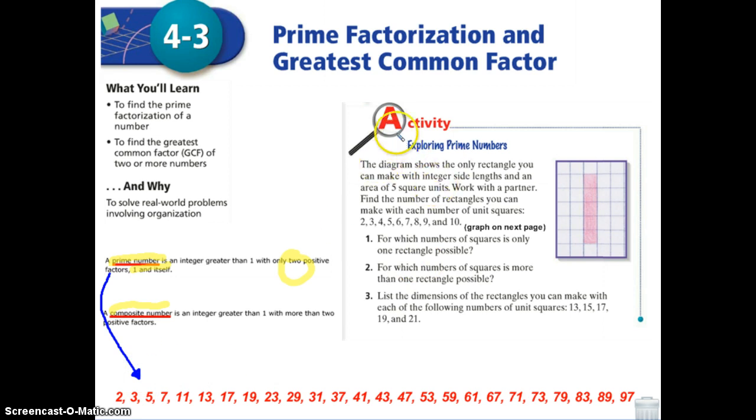Now, I would like you to read through this activity and notice it says graph on next page. That's where I will be doing the activity. You might need to get a piece of paper out and follow along, but basically we're exploring prime numbers using graphing on a grid like this. They're asking us to find the number of rectangles you can make with each number of unit squares. How many different rectangles can you make with 2 squares, 3 squares, 4, 5, 6, 7, 8, 9, and 10? So if I turn to this next page, here's 2, and this isn't going to be pretty, but here's 2 squares.